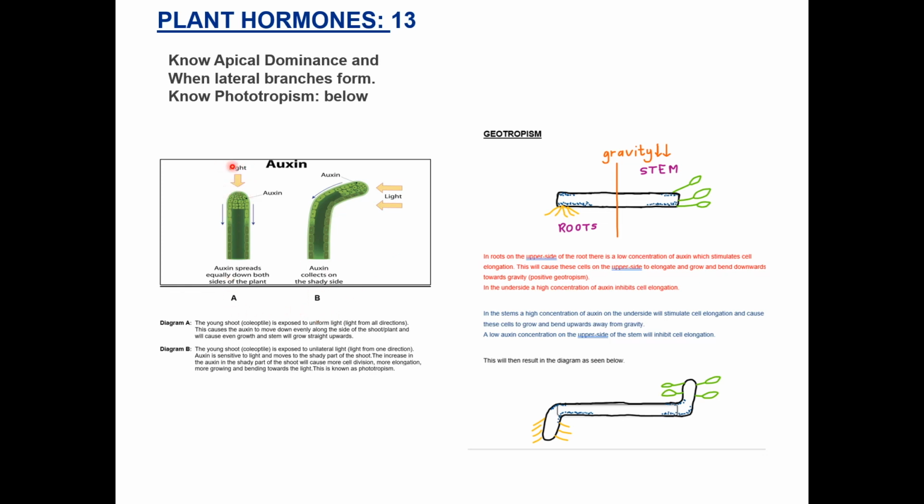Light is on top of the shoot, so it means the shoot is exposed to light from all directions. So the auxin moves down evenly, as you can see, and the shoot will grow straight upwards. So know phototropism well. Geotropism, very important. So phototropism is when the part of the plant reacts to light. Geotropism is when the part of the plant reacts to gravity.